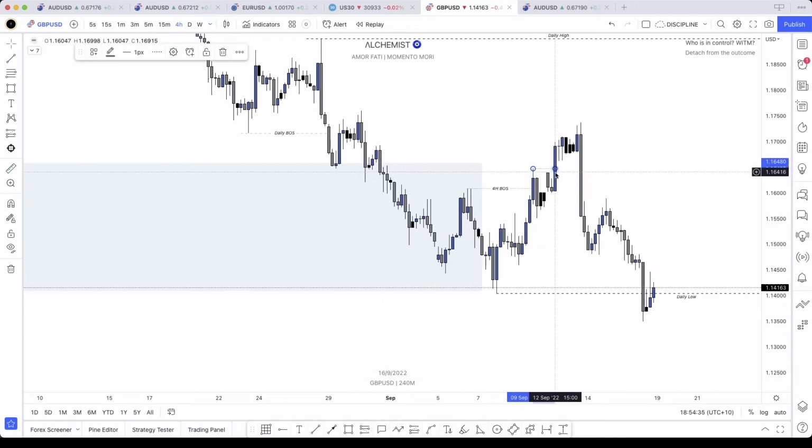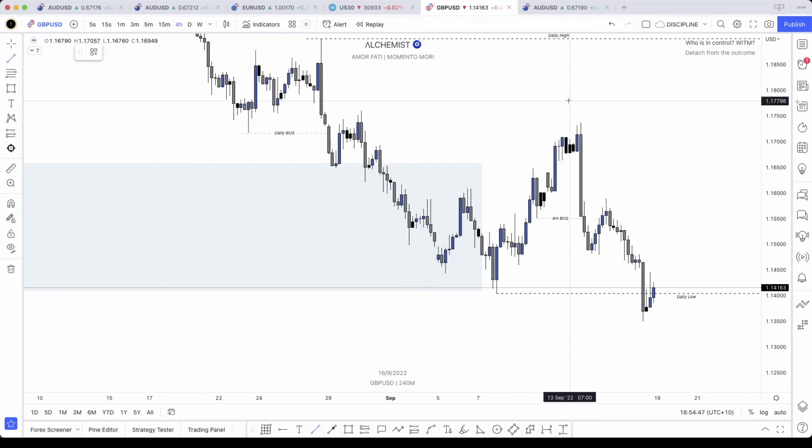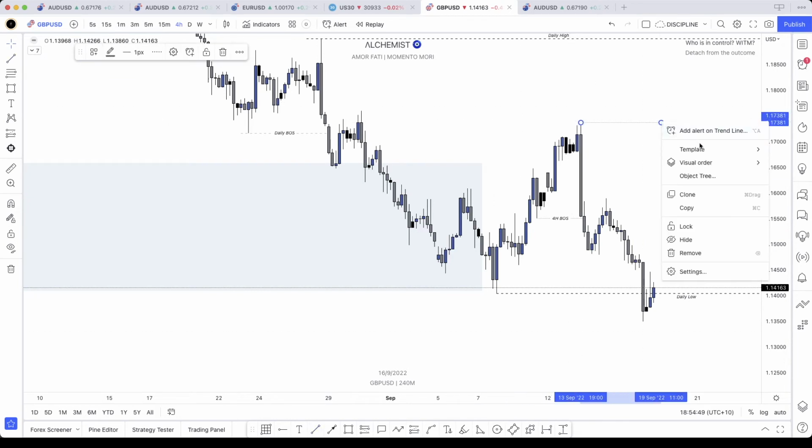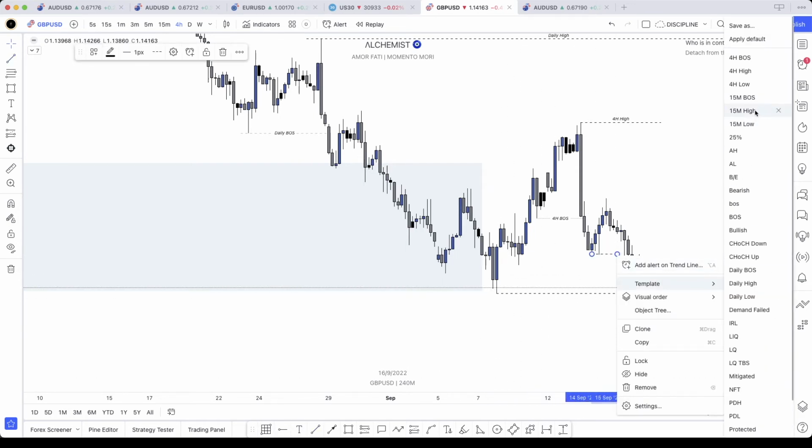Then we've had another 4 hour break to the upside here. Therefore, this would have been the 4 hour low. Then this low actually fails as well. So this would have been the 4 hour breaker structure. And up here, this would have been the 4 hour high. Okay, and then let's have a look at this pullback. Yeah, so it's greater than 100 pips. So this would have been at the time our 4 hour low. So we can just mark that as our 4 hour low.